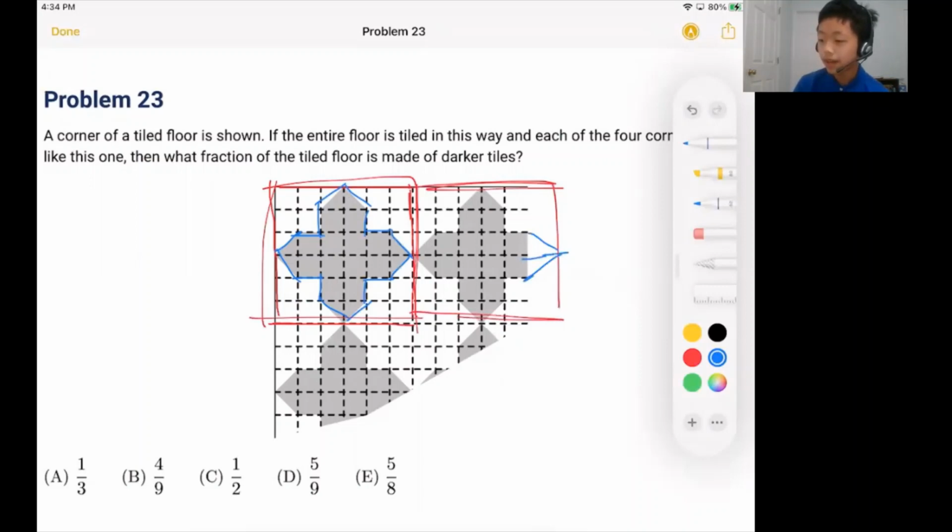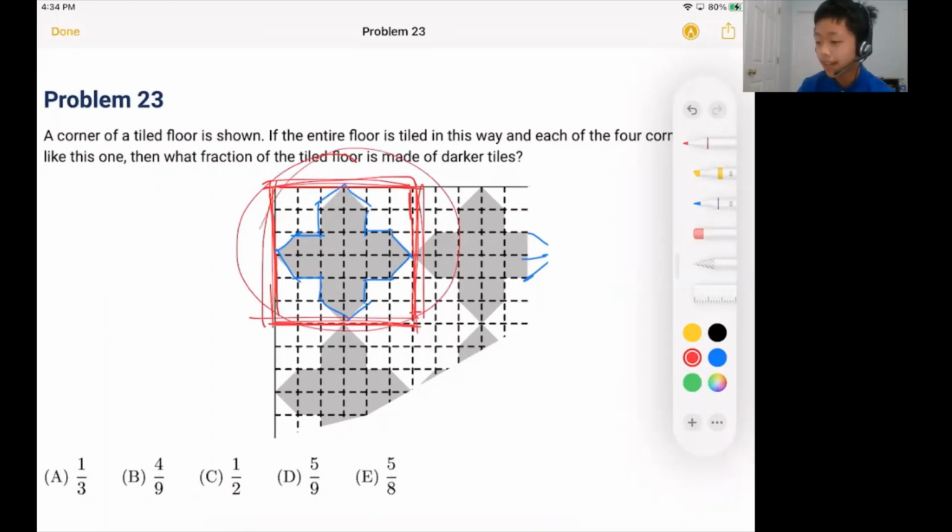So the question wants us to find the fraction of the tiled floor that is made of darker tiles. We don't actually need to know the size of the floor. We only need to know what fraction is made of darker tiles. So the idea is you can just focus on this one red square and look at what portion of that red square is made of darker tiles, because we're extending this pattern. This pattern is repeated. So we can just find the shaded fraction of that one tile, and that would give us the same answer.